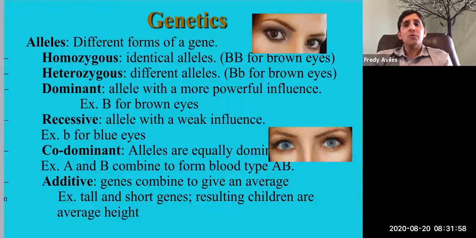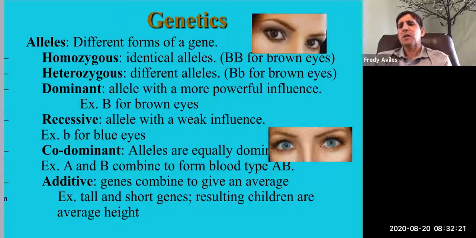Sometimes genes can be co-dominant, okay? The alleles can be co-dominant, which means that they're equally dominant. And that's what we have with blood type, okay? Blood type A and blood type B are co-dominant, which means one isn't stronger than the other. So if you get the blood type A from your mother and blood type B from your father, you will have blood type AB, which is very rare, actually, only about 3% of the population.